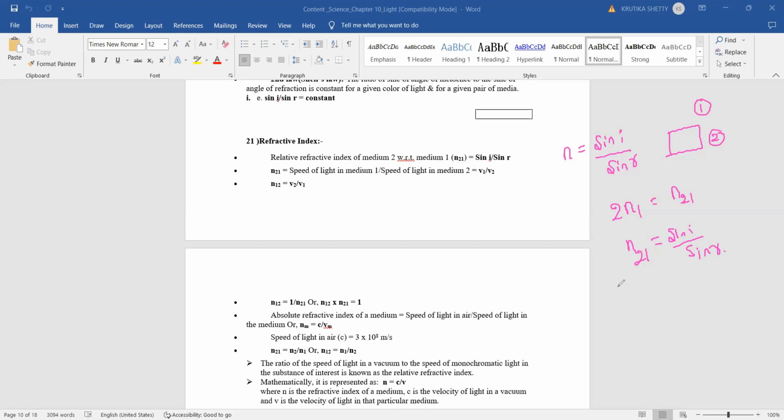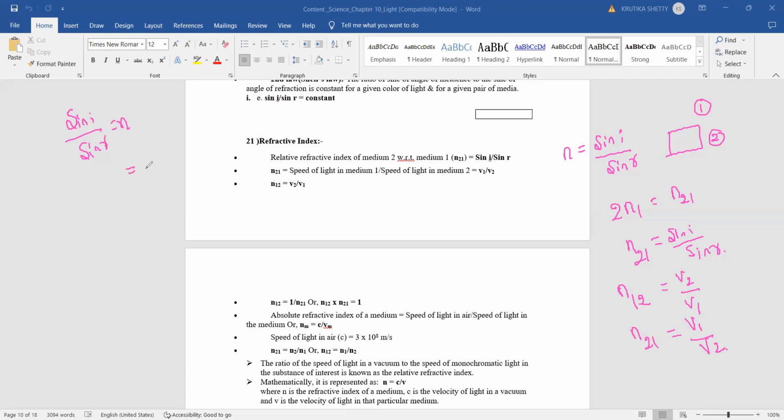Similarly, the refractive index of medium 1 with respect to 2 is given by V2 divided by V1. And when I say it is n21, it is written as V1 by V2. So what we already know is one formula: the ratio of sine of angle of incidence to the sine of angle of refraction is constant. This constant is called as refractive index.